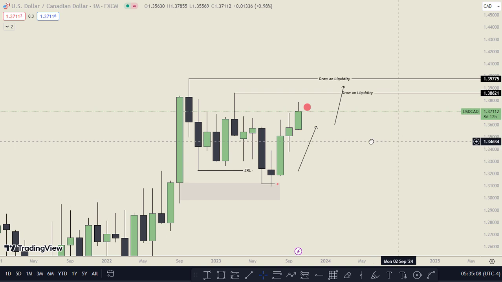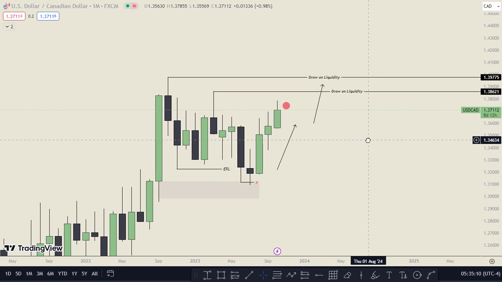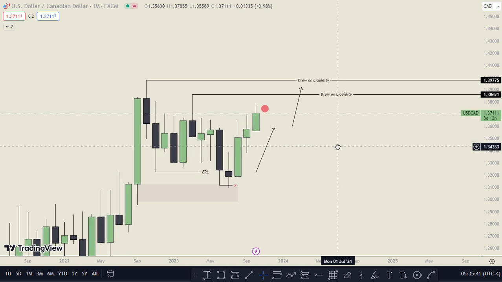So I remember ICT once said, I really can't determine whether it was in a mentorship or on his Twitter account, but I remember him saying, if you can frame both sides of the market, then you need to step aside. If you can frame both sides of the market, you need to step aside. Now, what does he mean by that? What do we mean by framing both sides of the market?